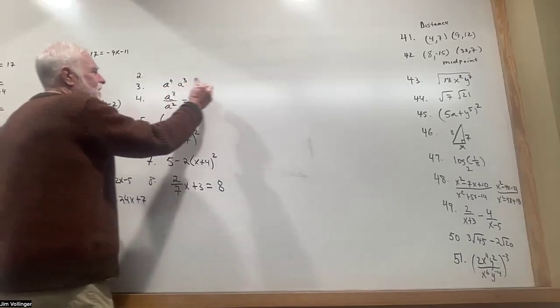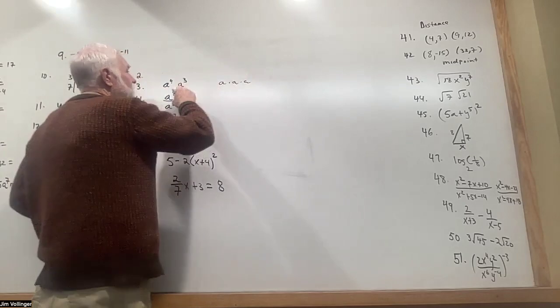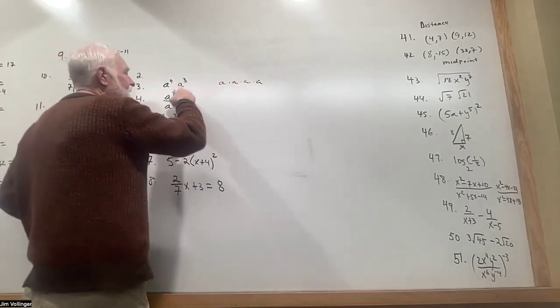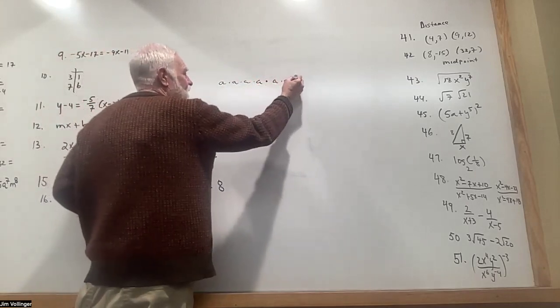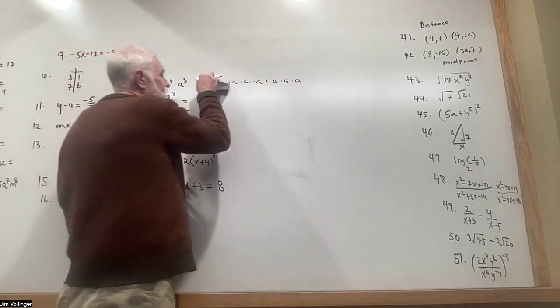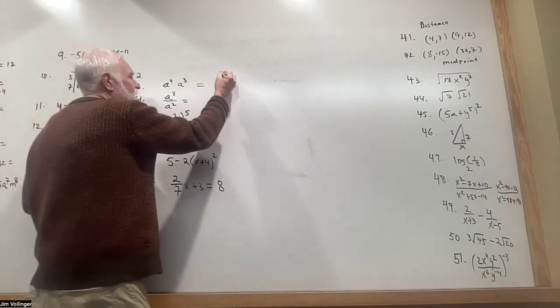A to the fourth times a to the 3. A to the fourth is a times a times a times a, that's a to the fourth, times a to the 3 means I'm multiplying times 3 more of these a's. And if I count them up, I sure see 7. So what's the rule? Addition in that case.